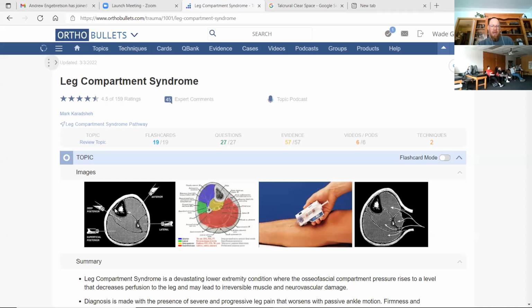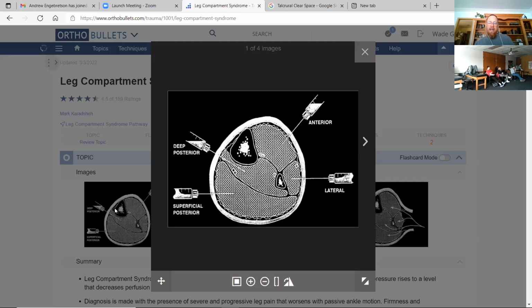Compartment syndrome, believe it or not, as you guys can see, can actually happen at any muscular compartment in the body. This occurs obviously due to a blow to the lower leg. And as you can see, the muscles in the lower leg are divided into compartments. We have the anterior compartment, and the lateral. By the way, what muscles do you think make up that lateral compartment? Peroneal muscles. Bingo. Yep.